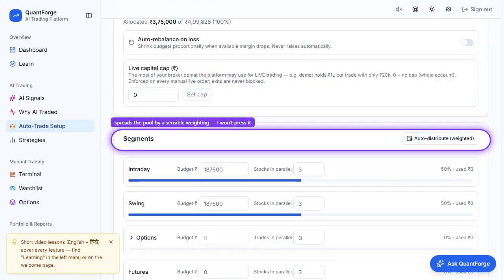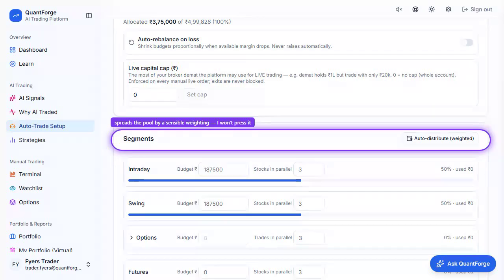There is an auto-distribute button at the top of the segments. A convenience for when you do not want to do the arithmetic yourself. Press it and the platform spreads your available pool across your enabled types by a sensible weighting. The more active types get a larger share, and it fills every budget for you.